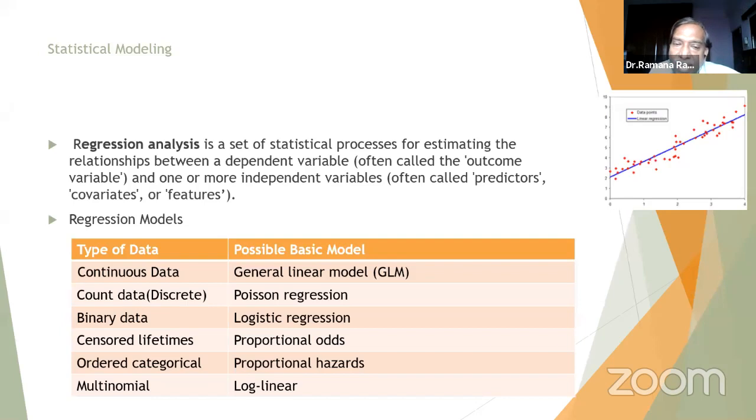In statistical modeling, the widely used one is regression analysis. There are several other models which I kept outside because the time may not be sufficient. So I started with regression because it is widely used. In regression, it works in the form of y is equal to f of x. Very simple. But it is not as simple as that.